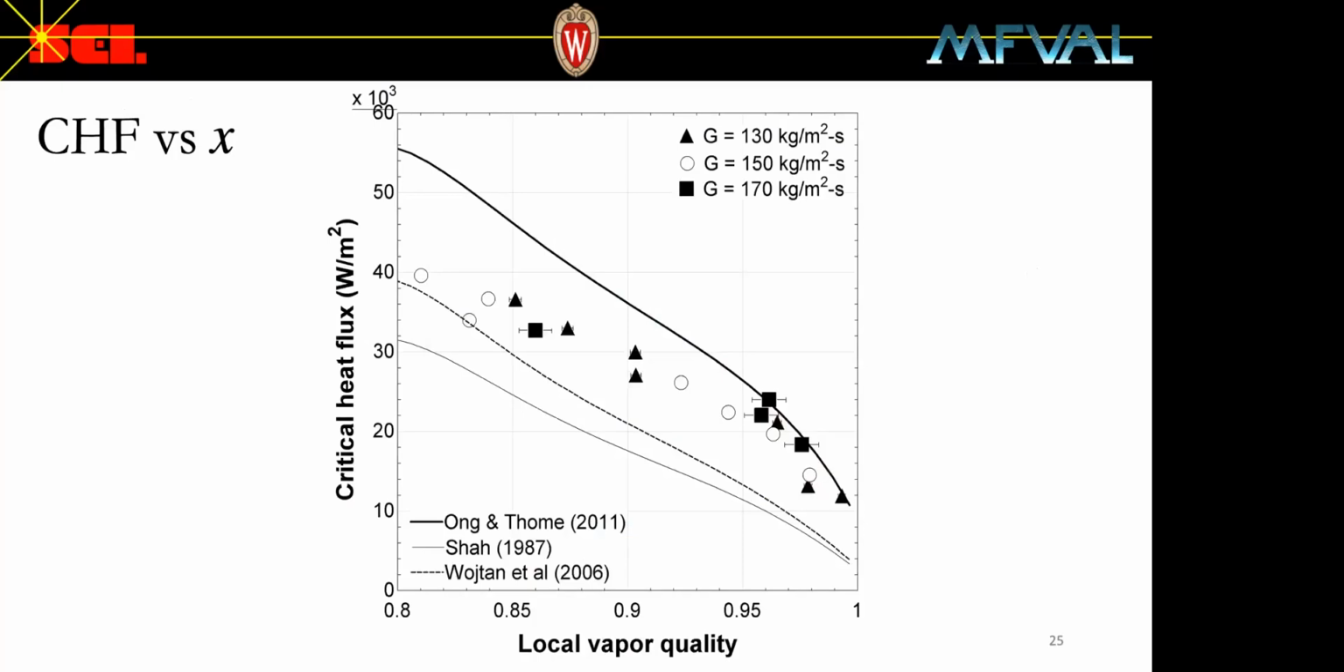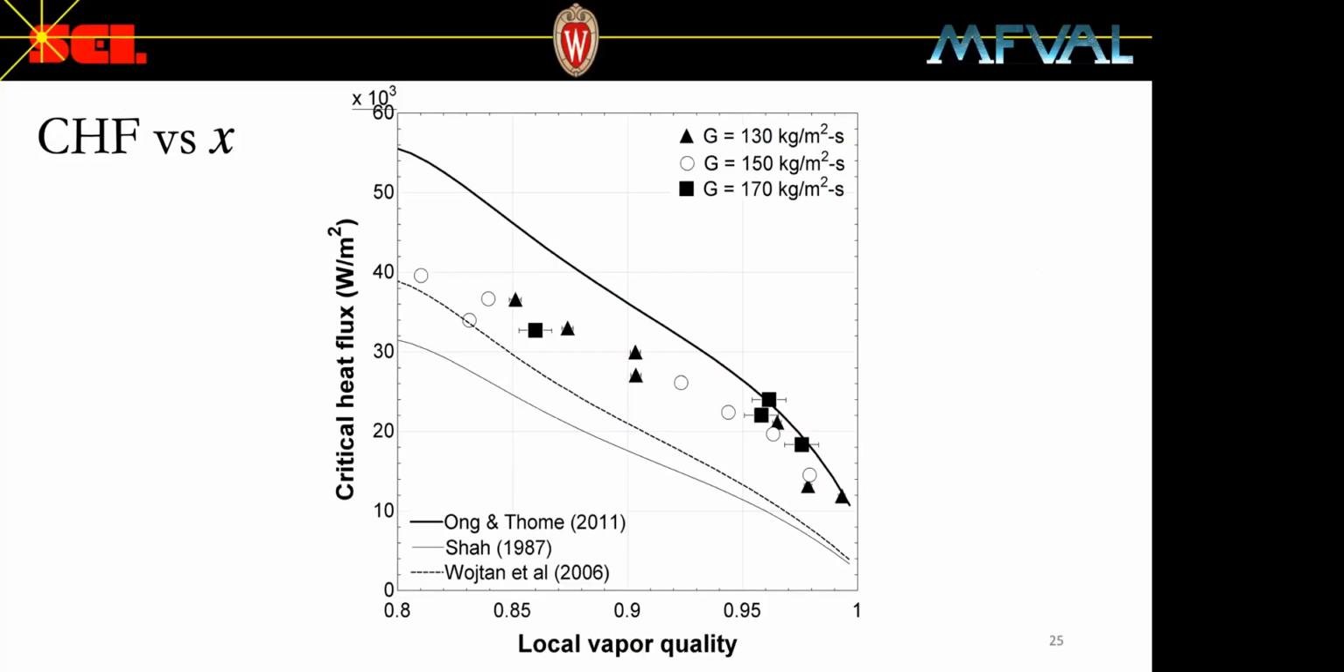And this is to be expected based on experimental data performed for mass fluxes less than the mass flux region we were looking at, and also for more. And so there is a change in behavior in the region that we're looking at.